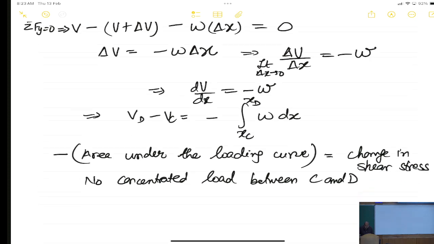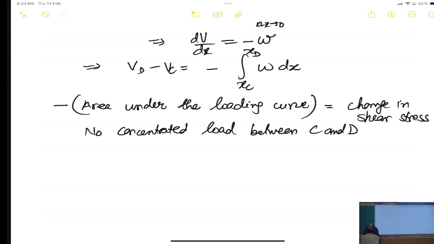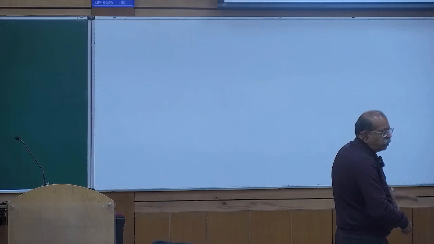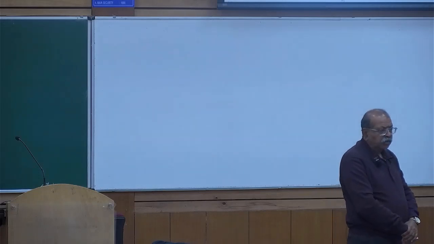Now, if we take moments, for convenience I can choose any point. I choose the right hand point so that V plus delta V will not come into the picture. Okay. So, I take moments about D is equal to 0. So, what will I get?